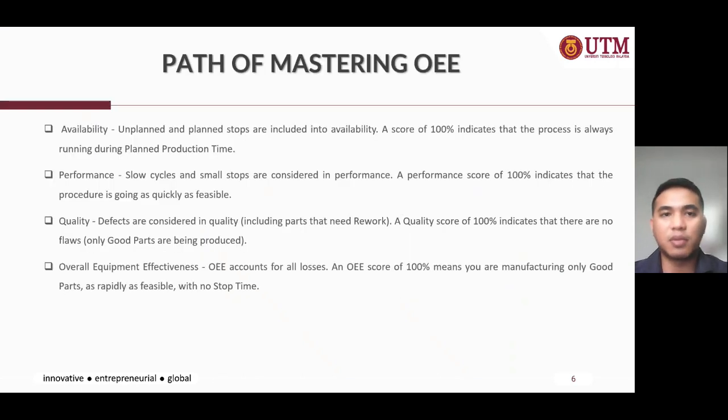Okay, the next slide is on the path of mastering the OEE. The keywords are availability, performance, and quality, and when we combine all of these, we get the Overall Equipment Effectiveness, OEE. Briefly, availability is about unplanned stops, performance is about slow cycles and small stops, and quality is about defects, including parts that need rework.